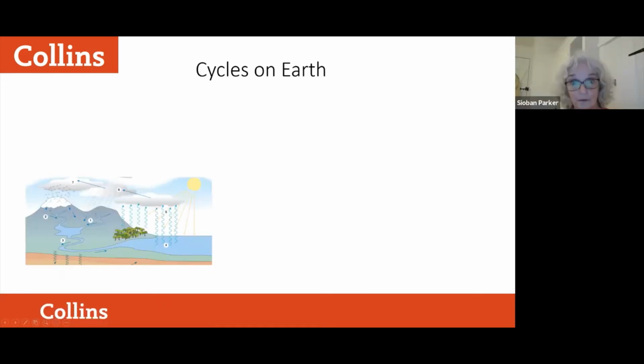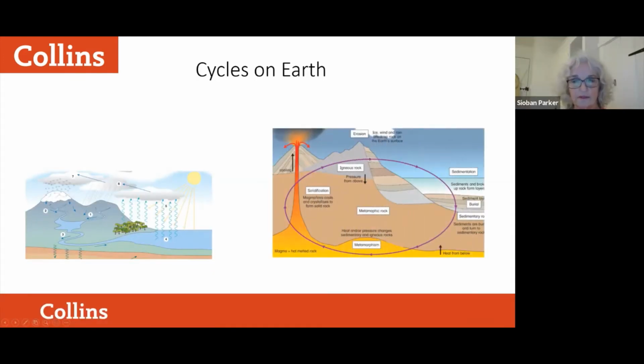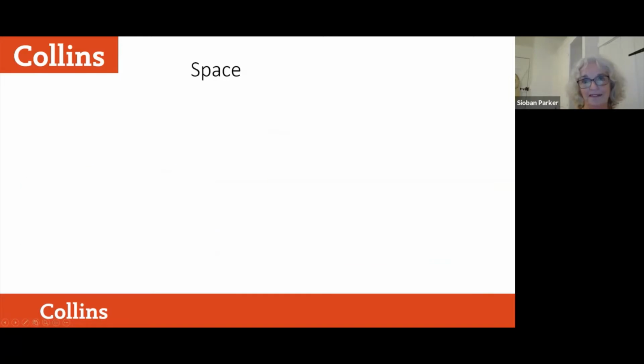At primary level, we only look at 2 cycles on Earth. And that is, as Charlene said, or you have said to me here, it's just the water cycle and the rock cycle. And we only look at them at stages 5 and 6. So this is our smallest substrand for Earth and space at primary level. So next we'll look at the largest substrand, and that is space.